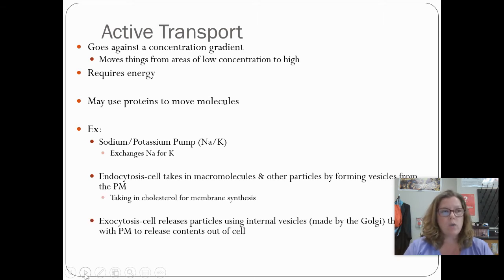Okay, so endo, that root word means into or inside. You take macromolecules and other particles in by the membrane actually reaching out and pinching them off into a vesicle to bring them in. So when a cell takes in cholesterol from the blood to use it to create a membrane, that's one example.